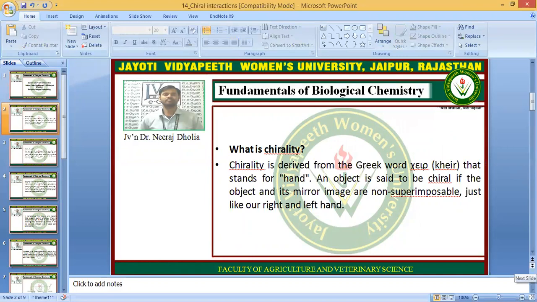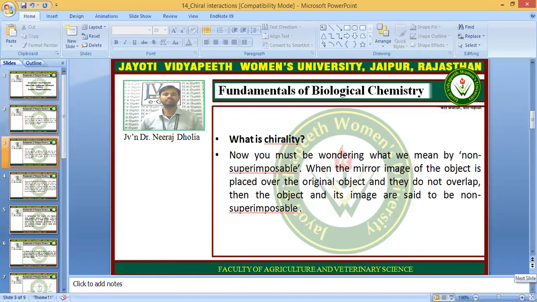An object is said to be chiral if the object and its mirror image are not superimposable, just like our right and left hand. You can consider our right and left hand as mirror images, and when you put them one on another, they are not superimposed, meaning the thumbs are outside. They are not making a single image.